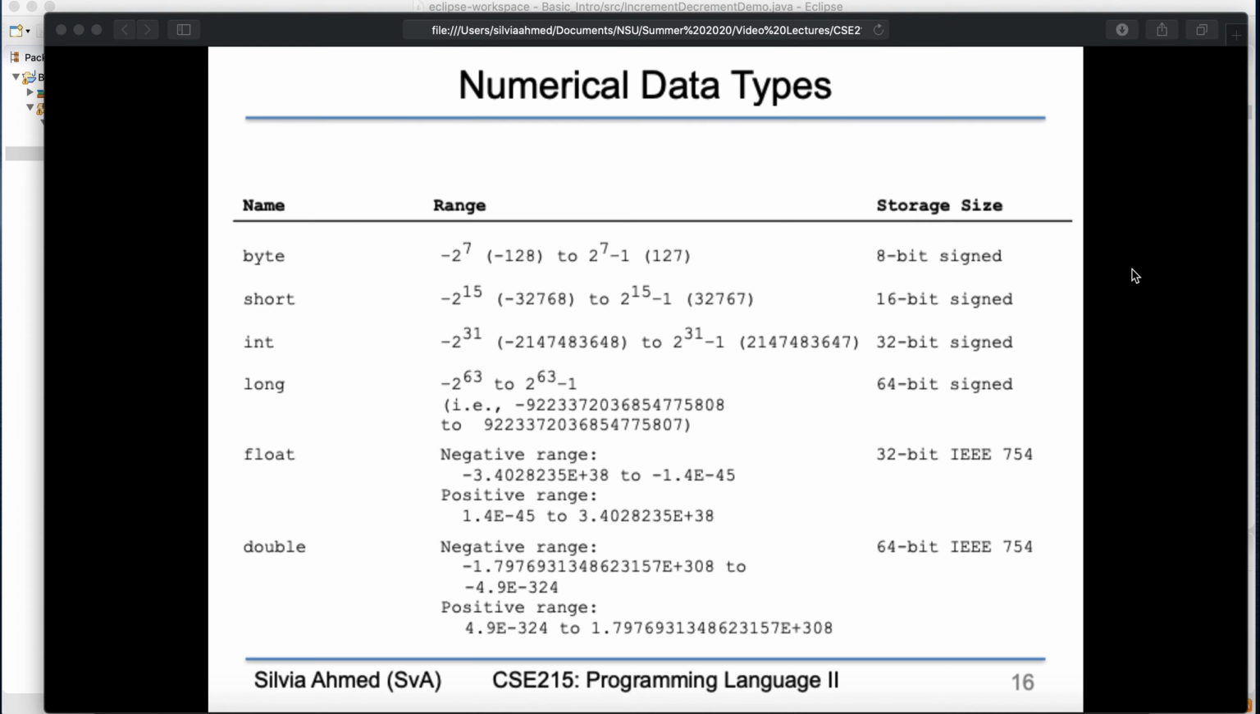Next, short is 16-bit, int is 32-bit signed, long is 64-bit signed, and all these 4 types are for whole numbers. The rest 2, the float and double, are for having the decimal values. That means the values involving fractions. So the float type is a bit smaller, which is 32-bit, and the double type is 64-bit.